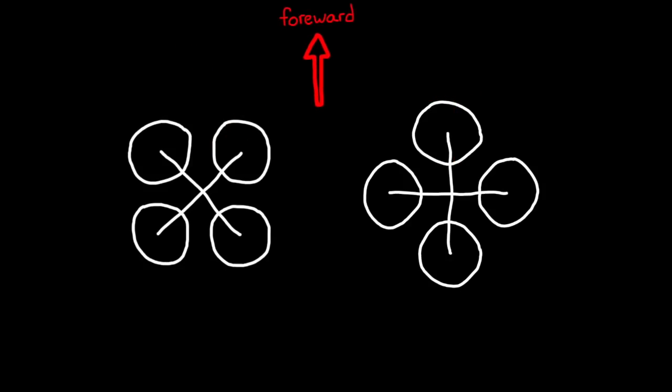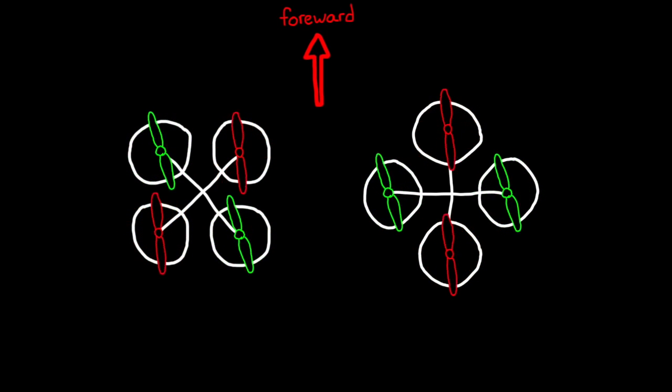Now, the most ingenious part of a quadcopter's motor configuration is the spin direction. Opposing motors spin in the same direction as each other, but opposite direction as the other pair.